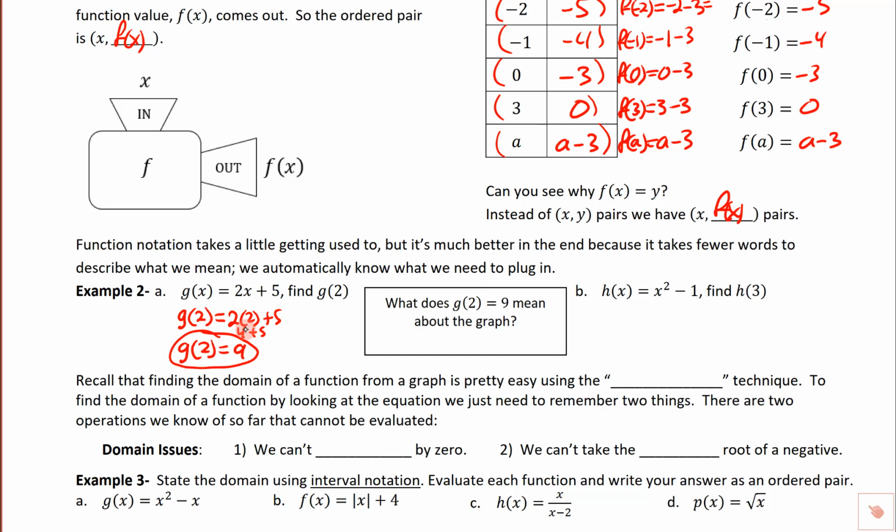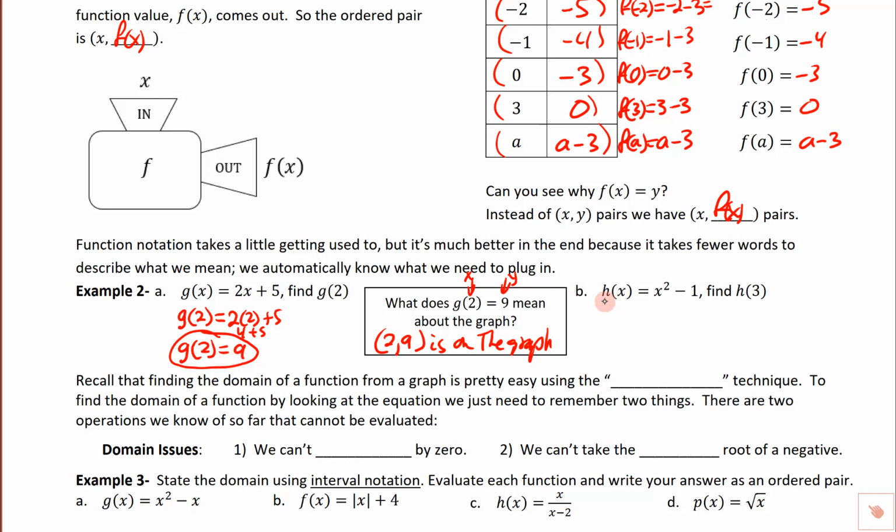But I've got a question for you. What does g of 2 equals 9, what does that mean about the graph? Well, remember we said this is the x value that you plug in, and this is the function value or the y value that we get out. So what it means is 2 comma 9 is on the graph. And we can, again, tell just by looking at this function notation, if you plug in a 2 for x, you get out a 9 for y, or the function value.